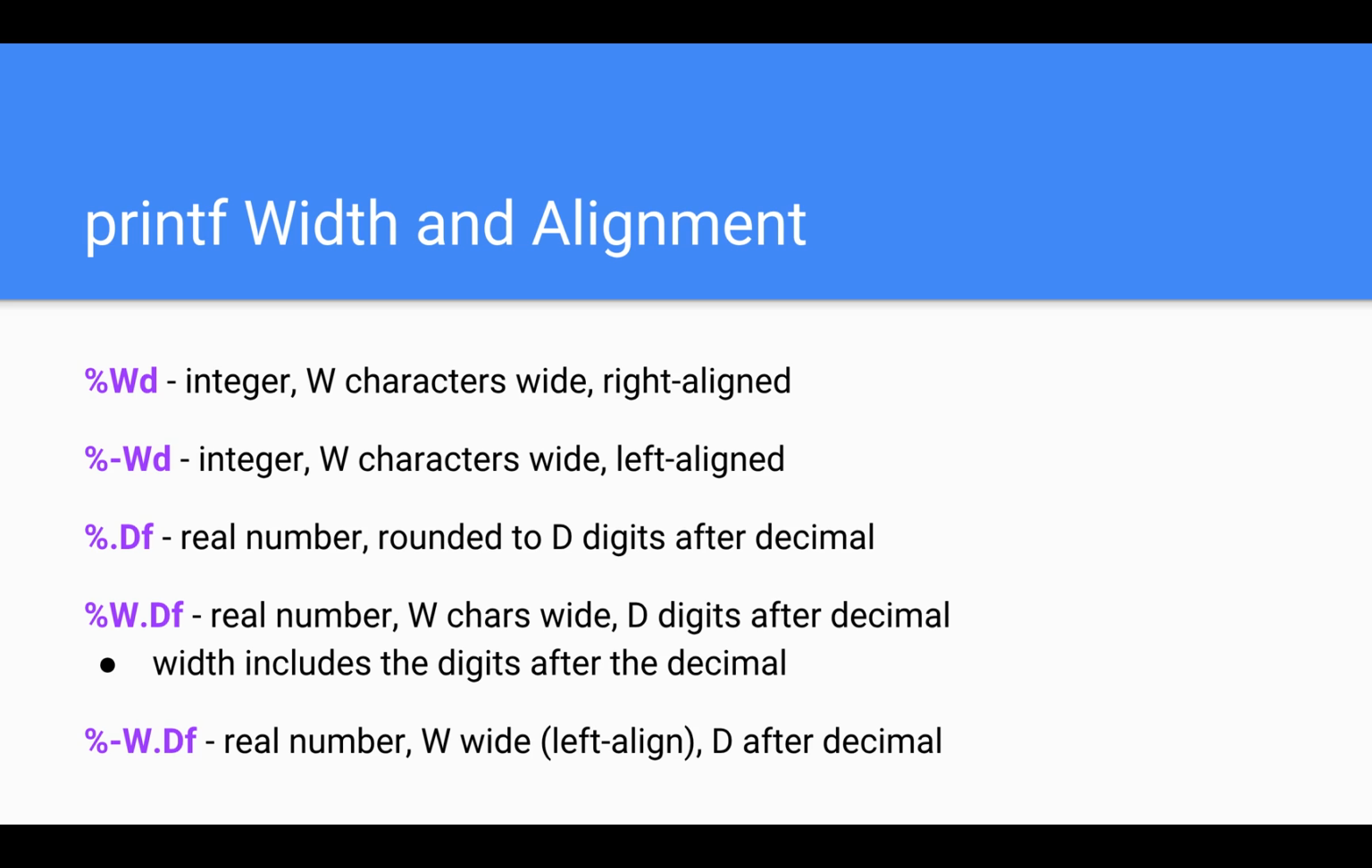%.df is a real number that's rounded to d digits after the decimal. So for instance, %.2f would round any number that you give it to the hundredths place, which would give you the formatting for something like a dollar amount.